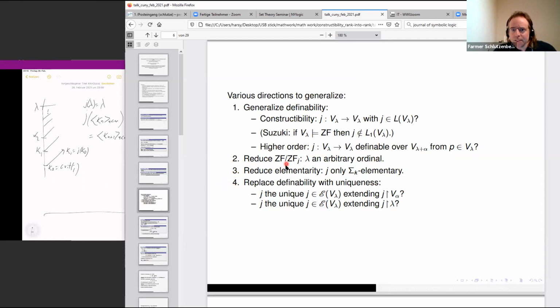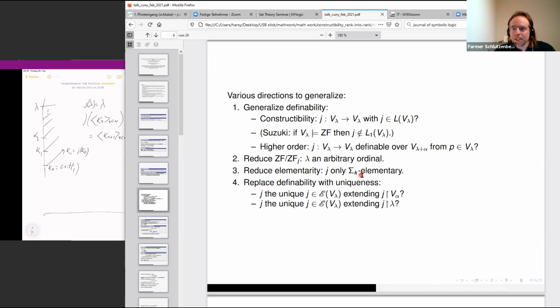The second thing is that we can reduce the theory that we're assuming of V lambda. Initially with Suzuki's theorem, we have a model of ZF, but you can just get rid of that and take an arbitrary ordinal lambda, limit or successor ordinal. We can ask whether we can have Suzuki's theorem. So can J be definable over V lambda from parameters, or could J be constructible in this way but with an arbitrary lambda here?